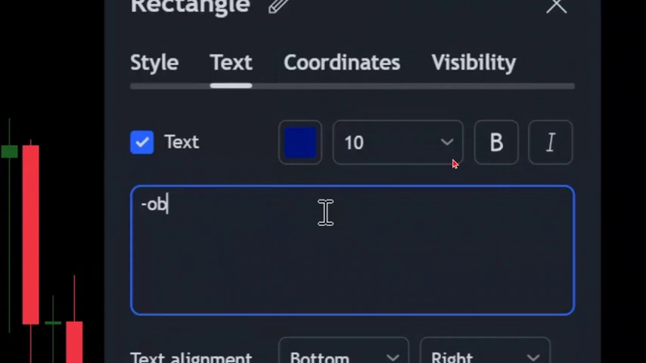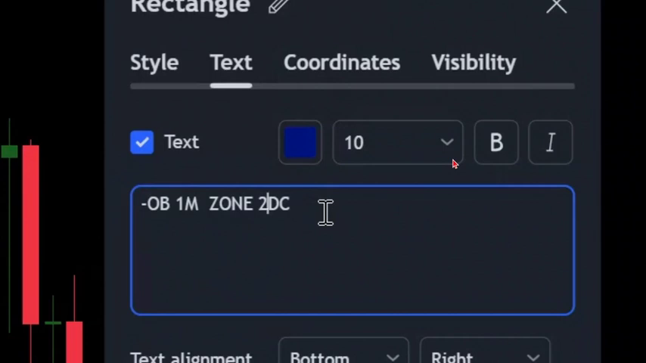I don't know why you're writing it out, because you could just save time. Negative OB 1M zone, second to lowest down, lowest up. I'm sorry, second to highest up close candle. So you would put HUCC.